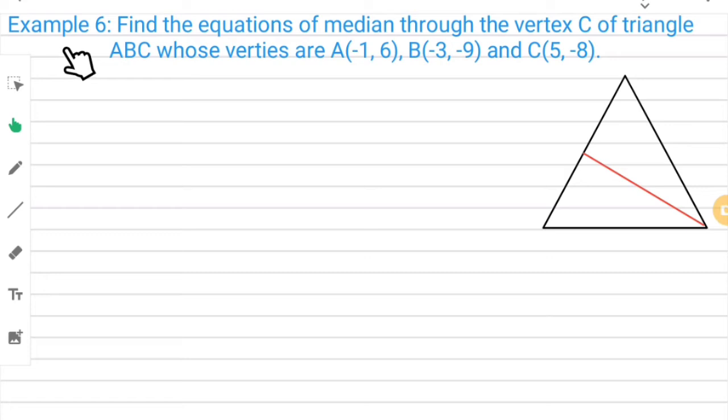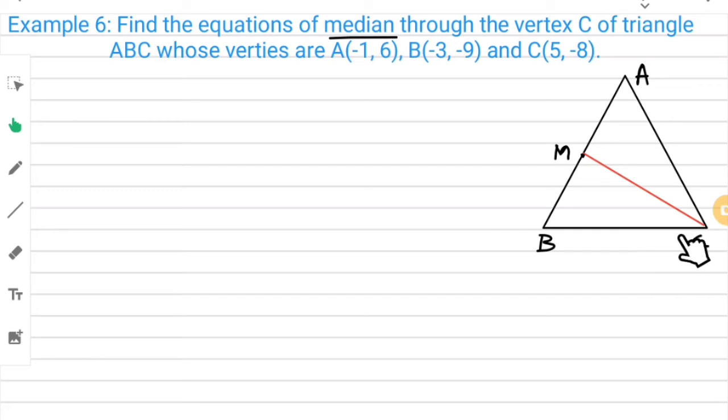Now, example 6. Find the equation of the median. What is the word that is given? Median. Median means a line which is passing from the vertex to the opposite side, that is, the midpoint of the opposite side. So, I am taking this one as A, this one is B and this one is C and this point I am taking as M and this CM is the median.